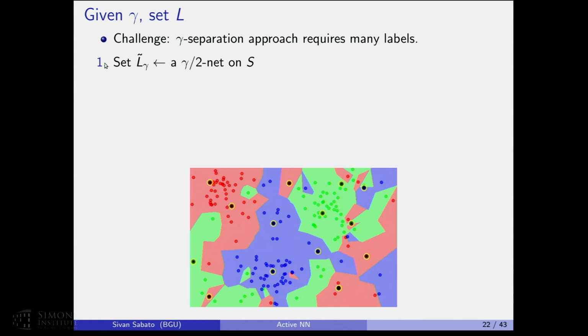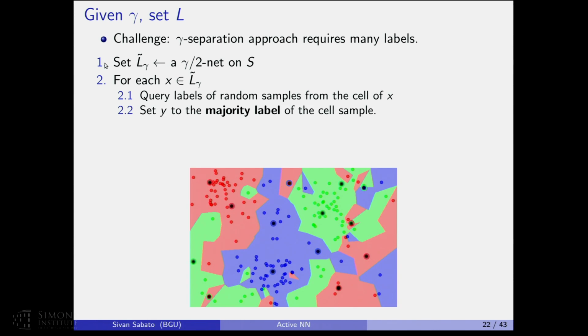So we define a gamma net L tilde gamma, which is a half gamma net on the original sample without removing any noise. After we did that, we take each point in the gamma net and we randomly sample labels from the Voronoi cell around it and check what is the majority label. And what we do then is we set the label of each of these points in the gamma net to the label of the majority around it, or the estimated majority around it.